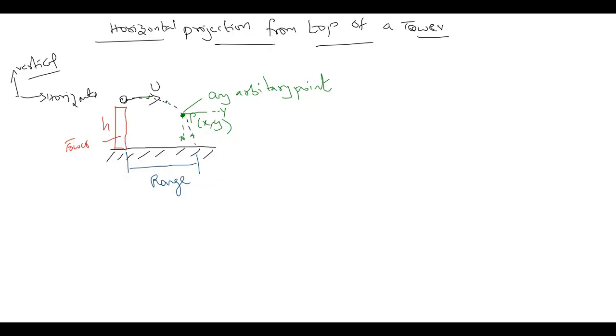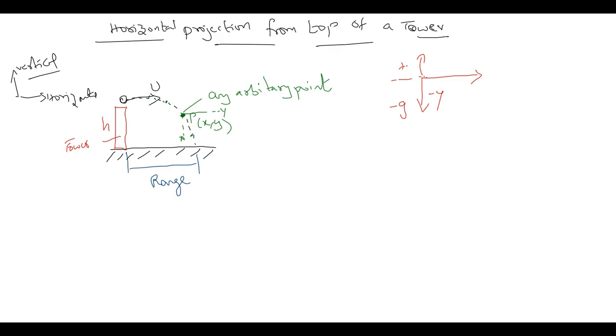Now if you see, when we are throwing along this direction, downward it is minus g and displacement along y direction is also minus. Let us take above as positive, below as negative.